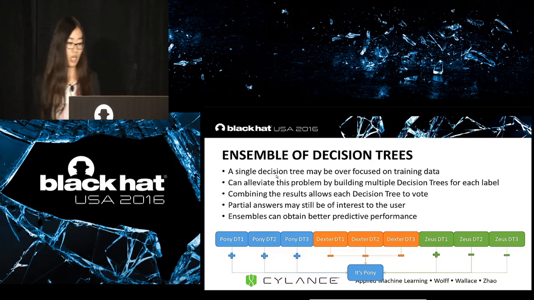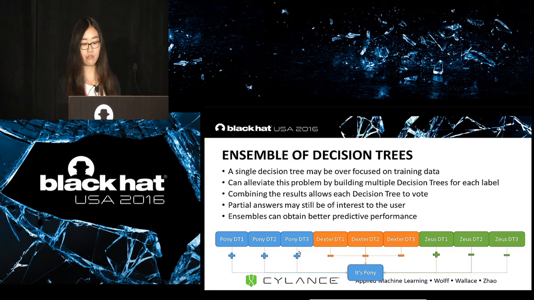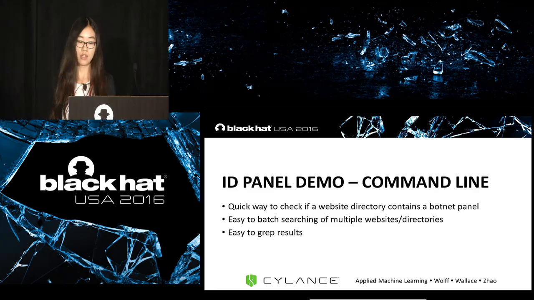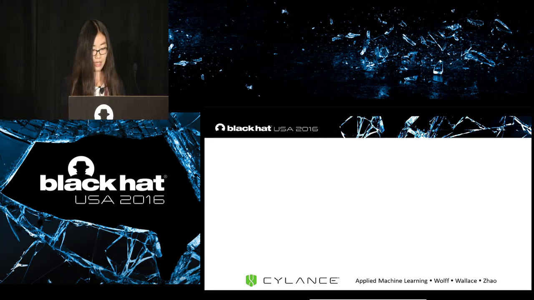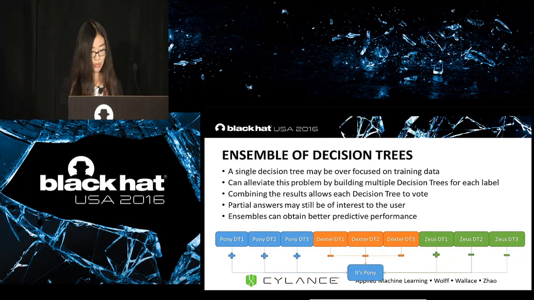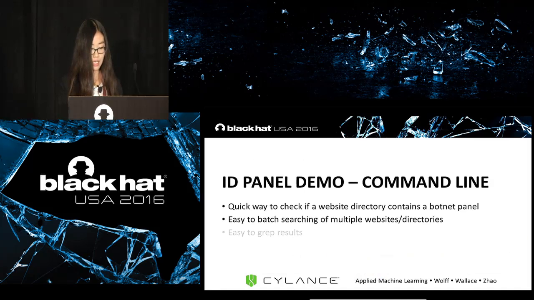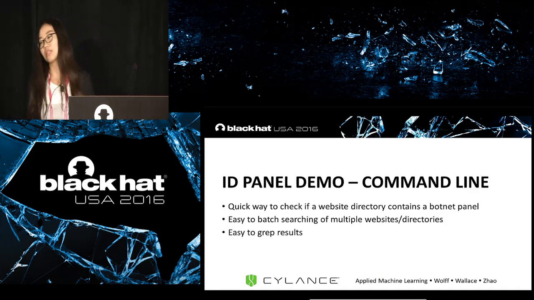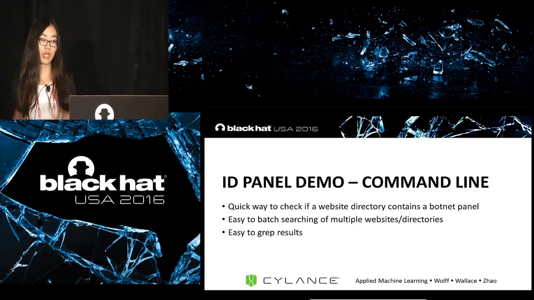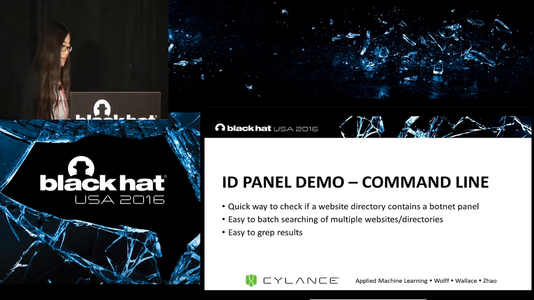For example, here we have 3 trees training for Pony, 3 trees training for whether it's a Dexter or not, and 3 trees training for Zeus. Then we collect all the votes, and we can see that Pony got 3 votes, Dexter got 0 votes, and Zeus got 1 vote. Then we can decide that this sample is actually a Pony. This is how we make decisions based on the ensemble of decision trees. And now we want to demo how we apply this.